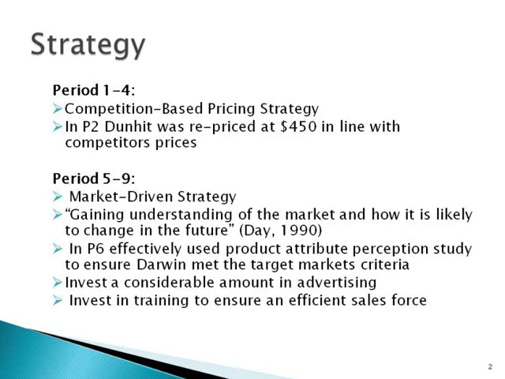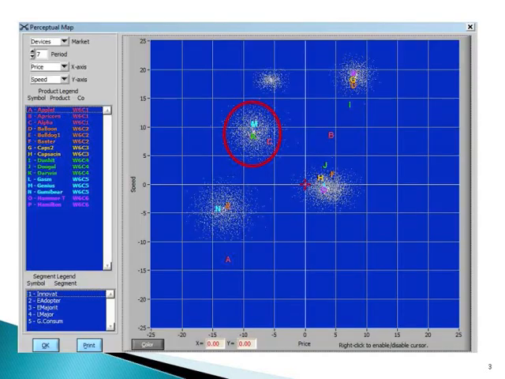Although we realised too late the importance of the studies, we did everything possible to regain a competitive advantage. In period 6 we effectively used the product attribute perception study to ensure Darwin met the target market's criteria. In conjunction with this study, we decided to invest a considerable amount in advertising. We also invested in training to ensure an efficient sales force. This perceptual map highlights that Darwin accurately met the demands of the late majority, price and speed preference.